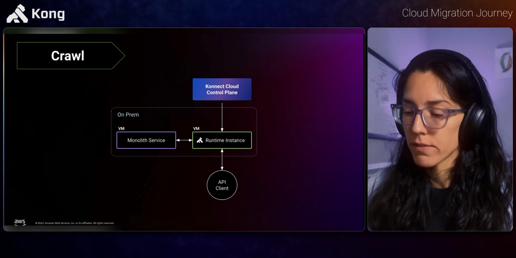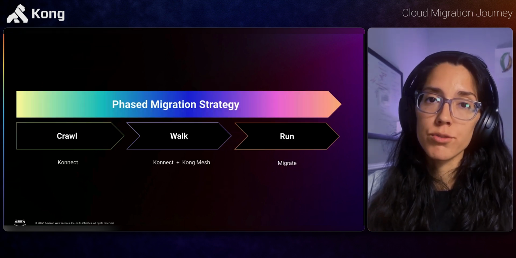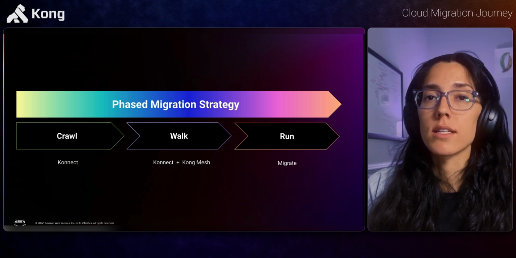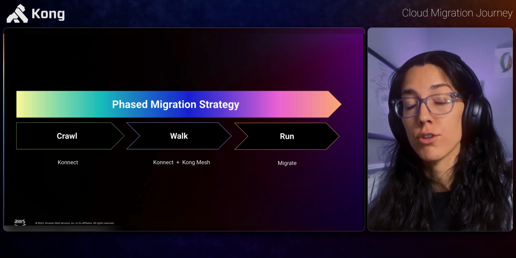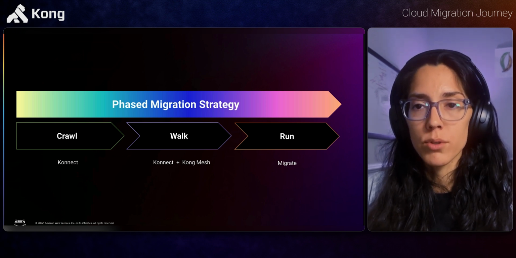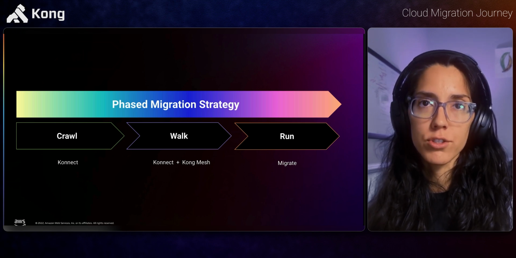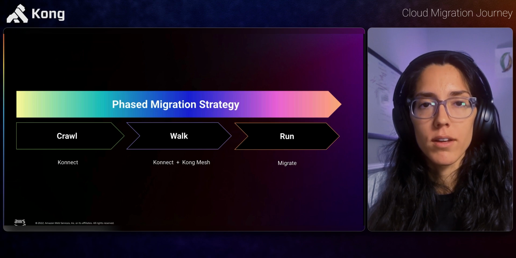So in the next video, we're going to get into Walk. Walk is where we're going to introduce Kong Mesh and understand how we can leverage the universal deployment strategy of Kong Mesh to onboard our on-premise services to the mesh, and then get very close to the next step, which will be run. Cool.